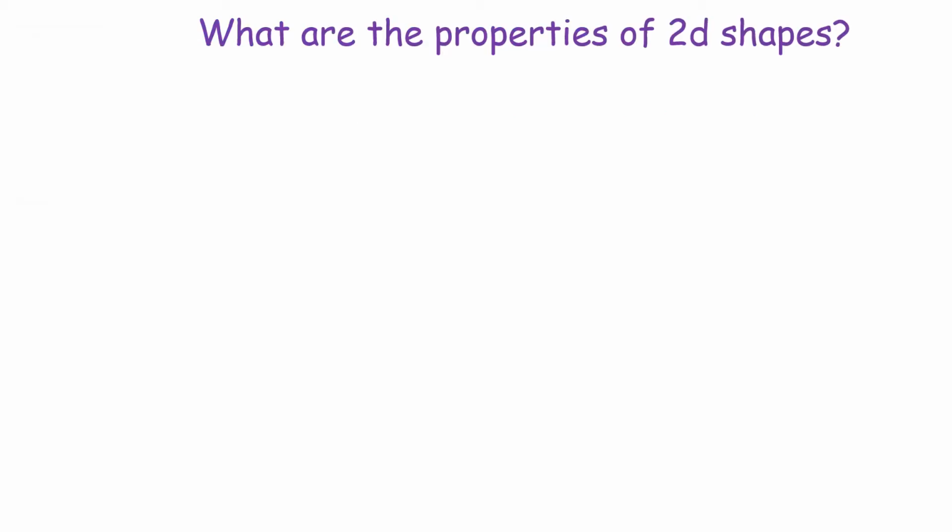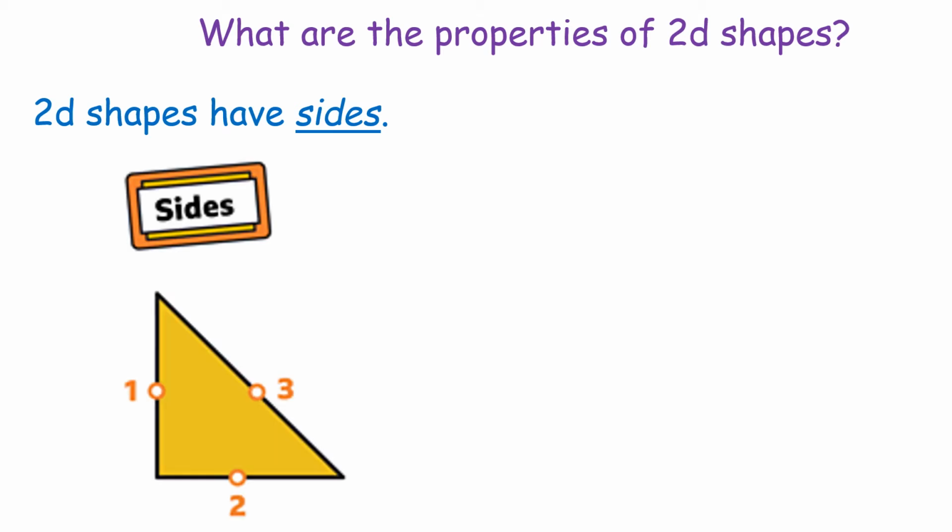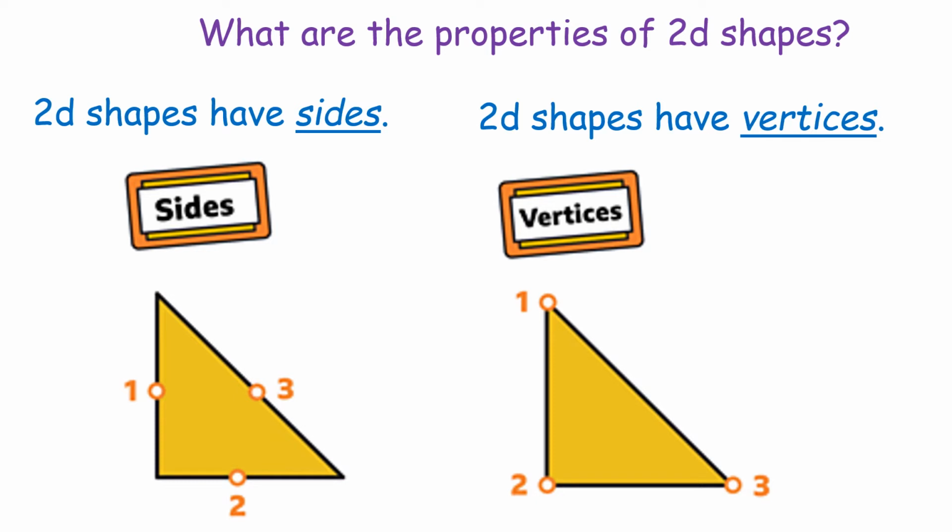What are the properties of 2D shapes? This is what we were exploring yesterday. These are ways we can describe 2D shapes. We can describe 2D shapes by using their sides. We can count their sides, and we can describe their sides as either straight or curved. 2D shapes have vertices. We can count the number of vertices. Vertices are where the sides meet.